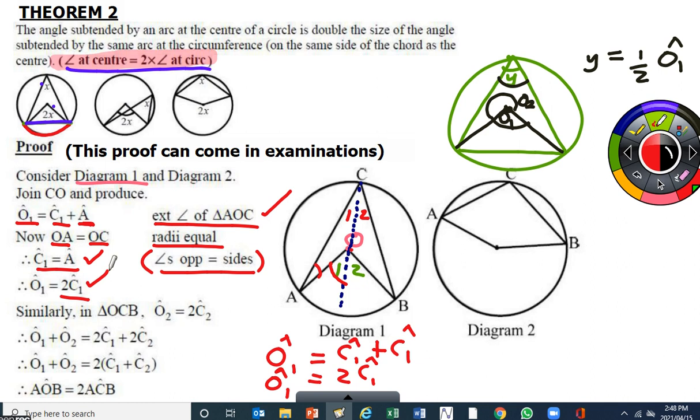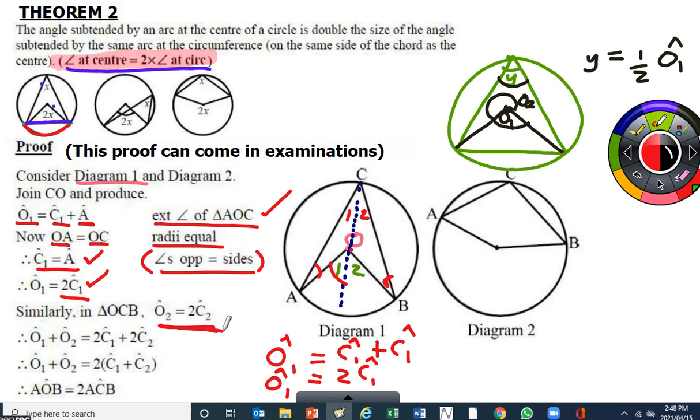Then, similarly, we can do it on the other side. Angle O2 is equal to C2 plus B. And again, O2 is going to be equal to 2C2. The reason is that side OC is a radius and OB is also a radius. Therefore, C2 is equal to angle B. So we can come up with another equation, which will be that one.